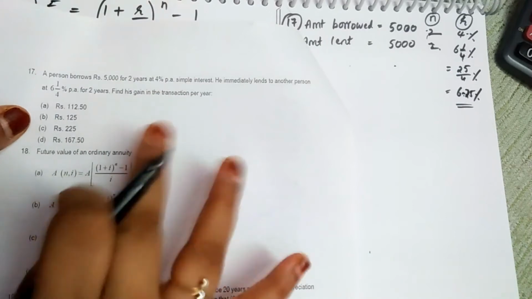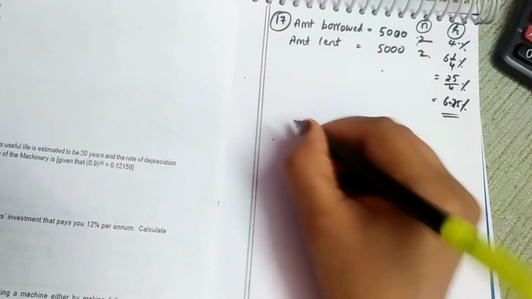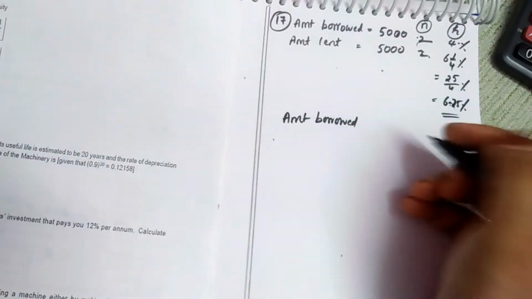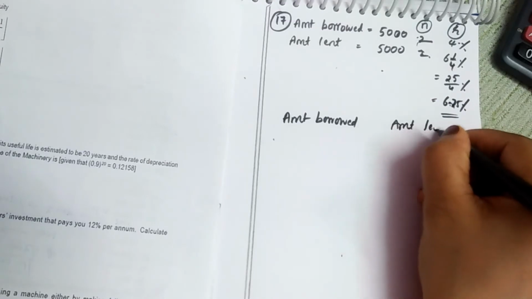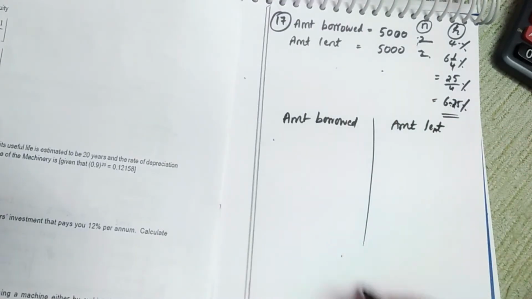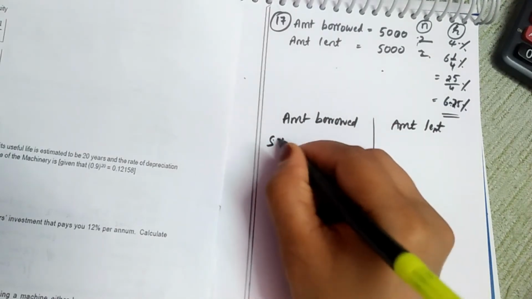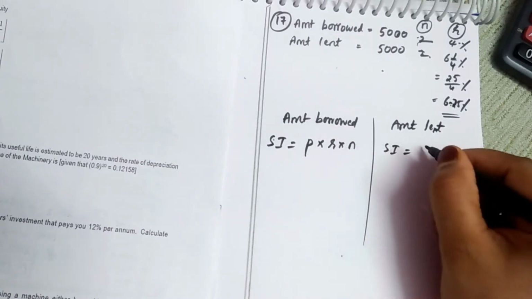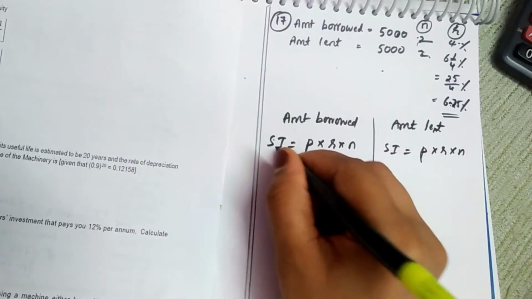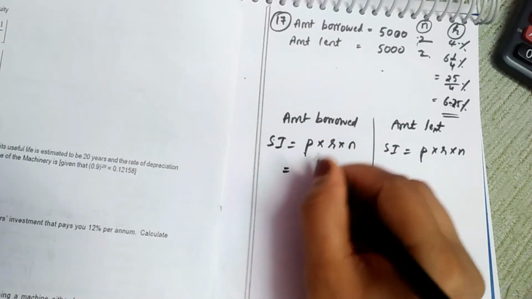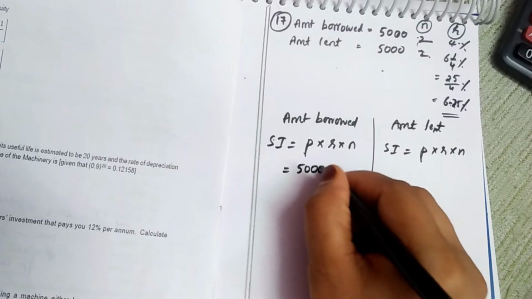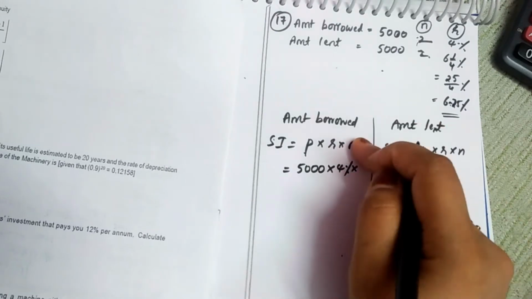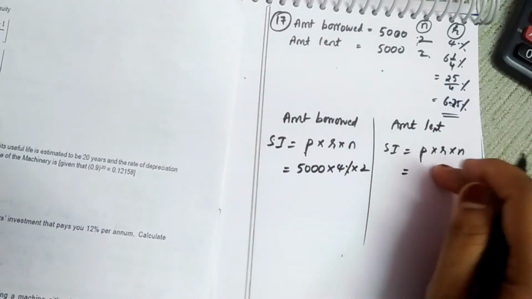Now check the difference between the two things. The amount borrowed means that you need to pay back in future, and the amount lent means that someone has to pay you back. The simple interest is principal into rate into n, and the same applies to both. We don't know the interest, but we know the principal, the rate and n. So principal is 5,000, the rate for the amount borrowed is 4%, and n is 2 years.